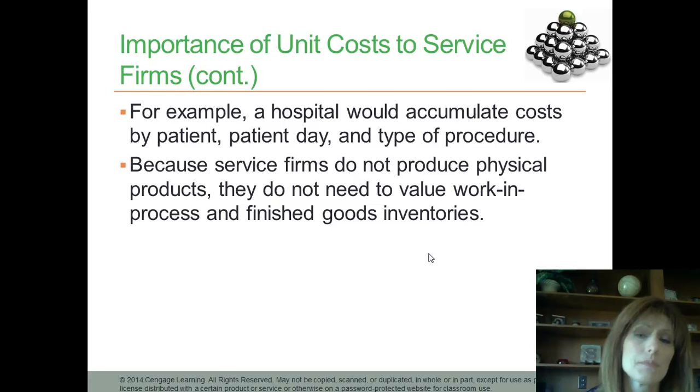So for a hospital, they would accumulate costs by patient or patient day or type of procedure. So we don't have inventory per se, but we certainly have costs that we have to accumulate, and we still have data that we have to gather.